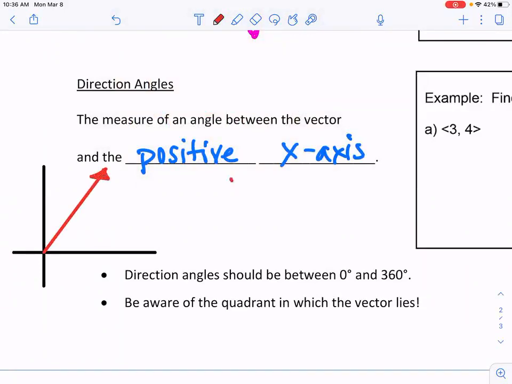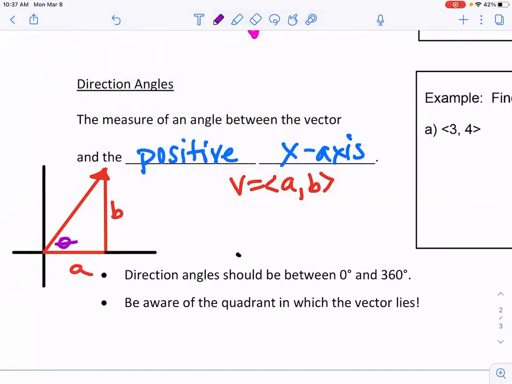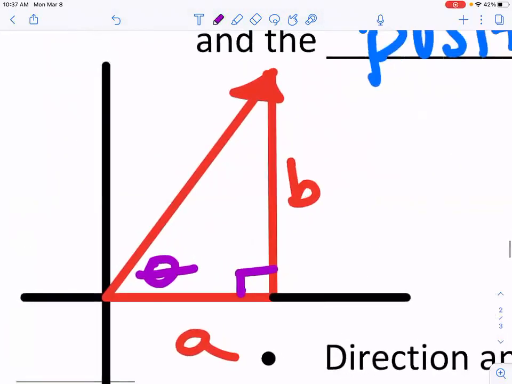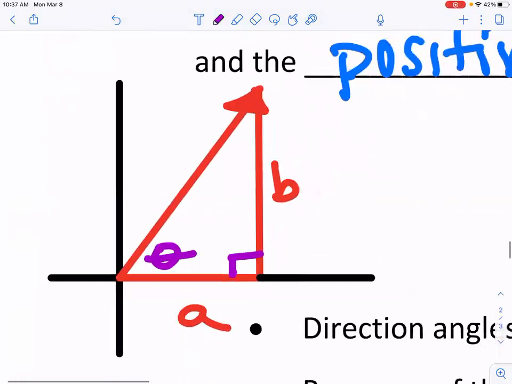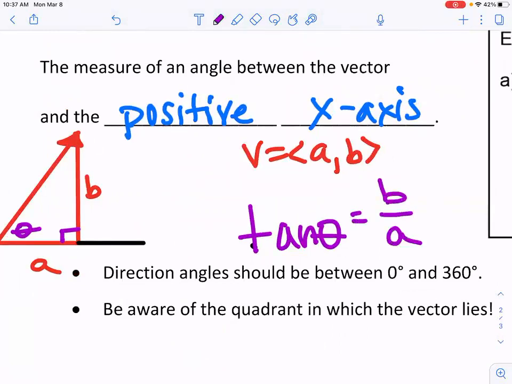Okay, so if I have the vector ⟨a, b⟩, that means I'm going horizontally a and vertically b. How would we find our direction angle? How could we find that angle, theta? Tangent. The tangent of our direction angle is b over a.